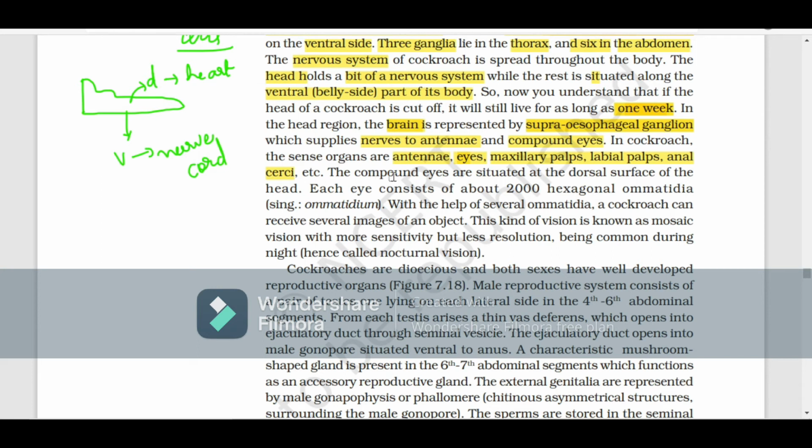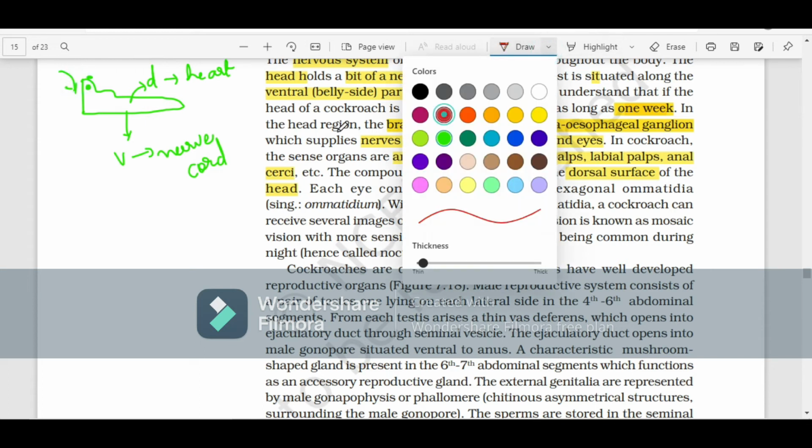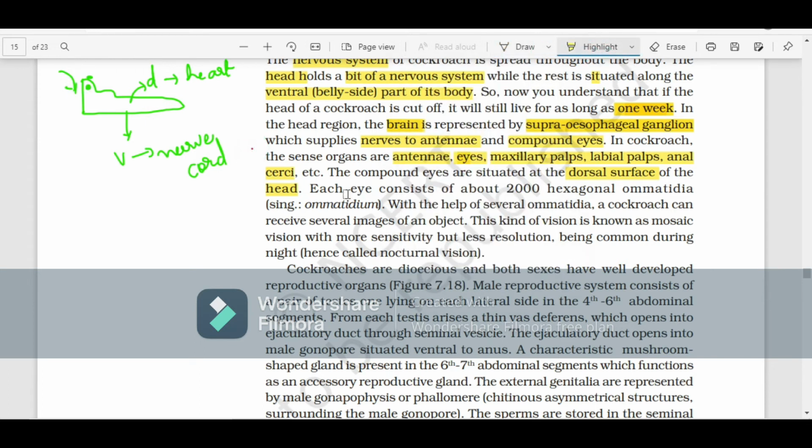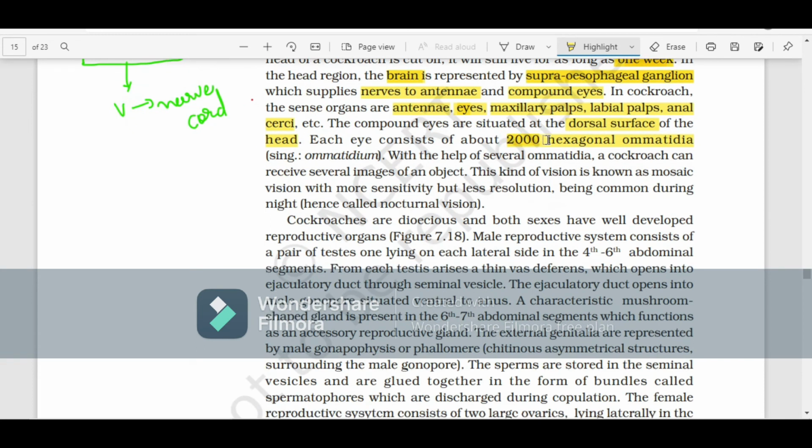Okay, so the compound eyes are situated on the dorsal side of the head, isn't it true? So you'll find them on the dorsal side. If you see from the dorsal view, you can find them. Next, each eye consists of about 2000 hexagonal ommatidia. So this point you have to remember: 2000 hexagonal ommatidia. So let me ask, what is the shape of the ommatidia? Hexagonal.